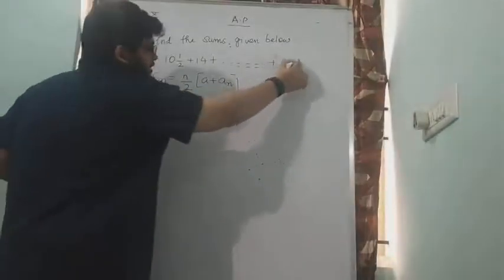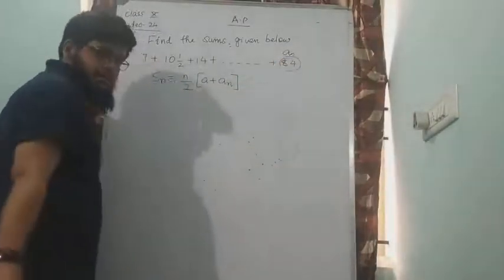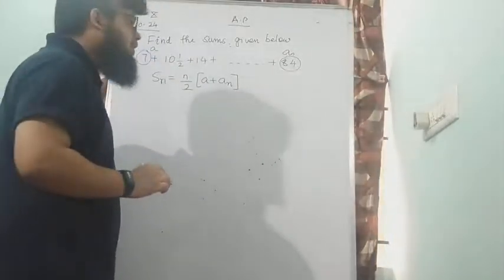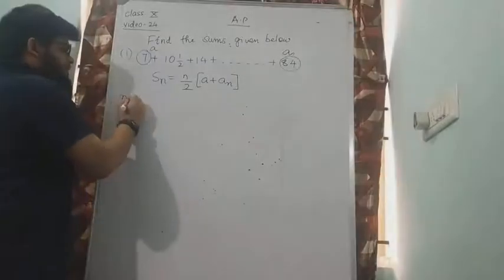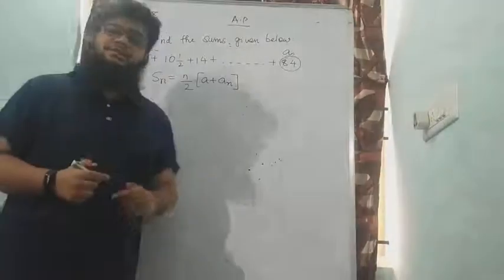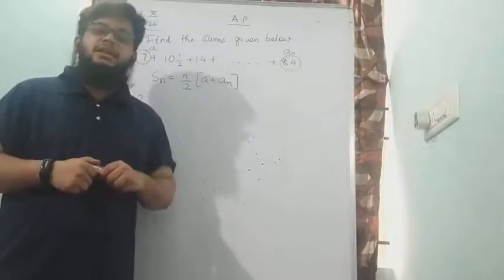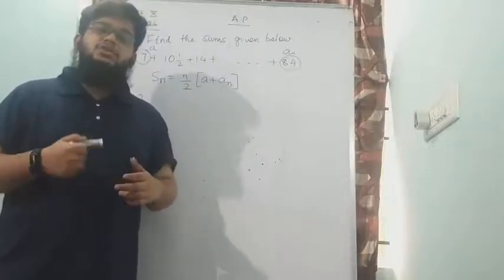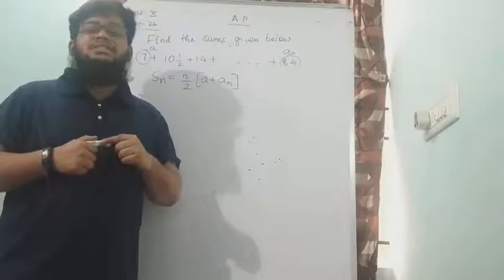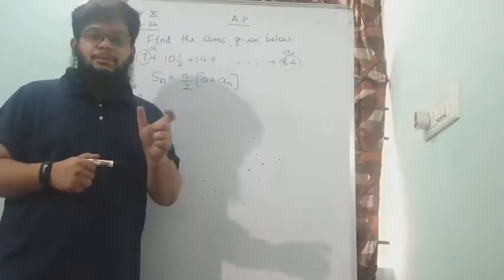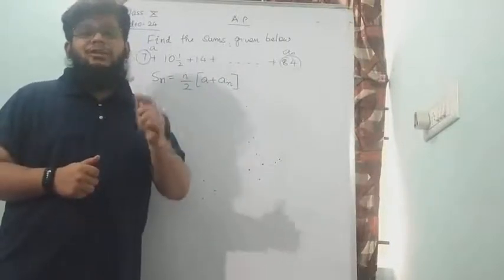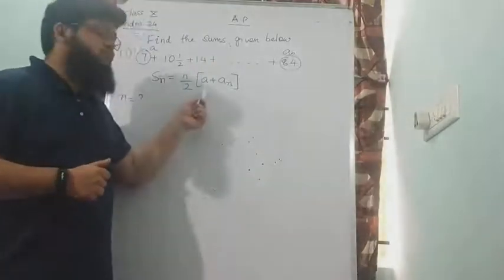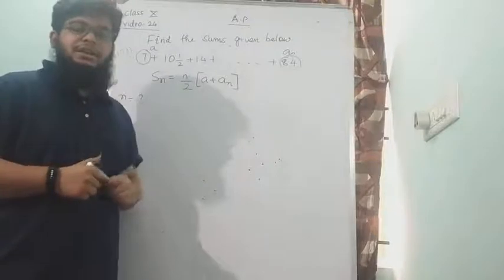Always the last term represents an and the first term represents a. This we are very much aware of, right? But we don't know what n is in this problem. N means number of terms. In other problems, it was very clear: find the sum of first 20 terms, find the sum of first 10 terms. But now, since we don't have the number of terms, we will have to find the value of n first by making use of the an formula, and then we can make use of this formula to get the final answer.